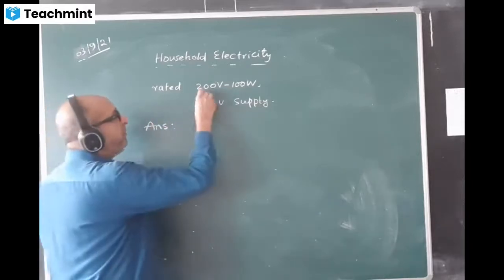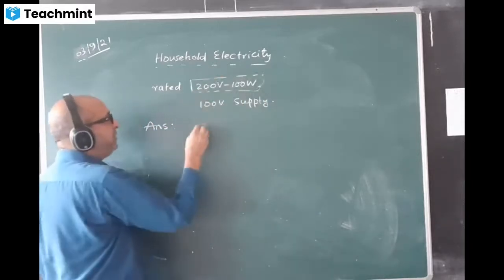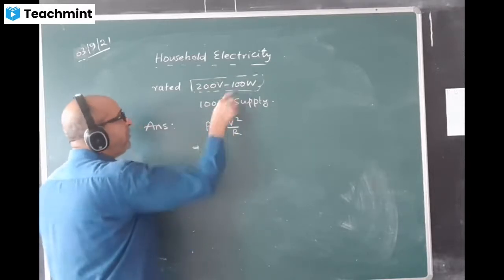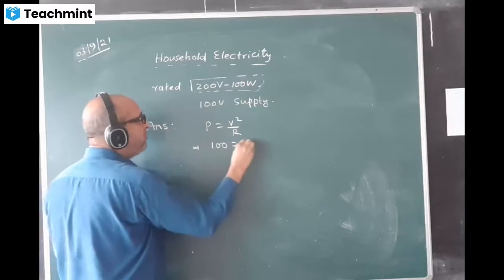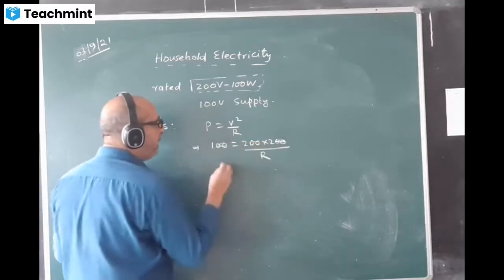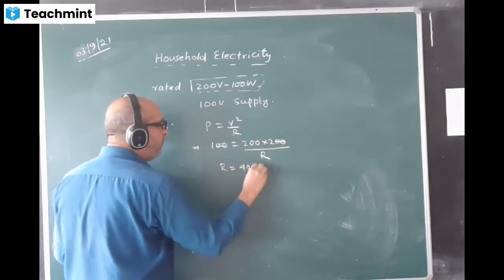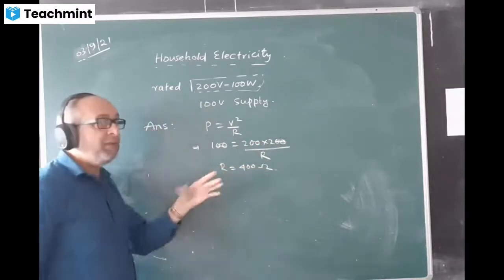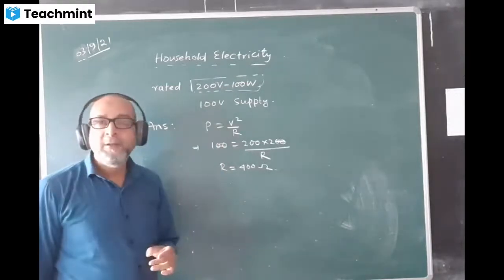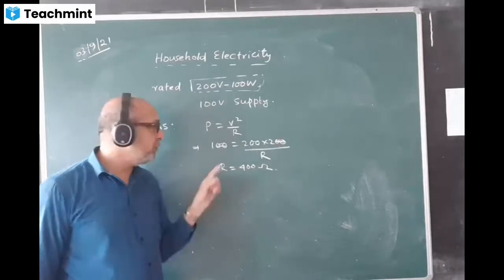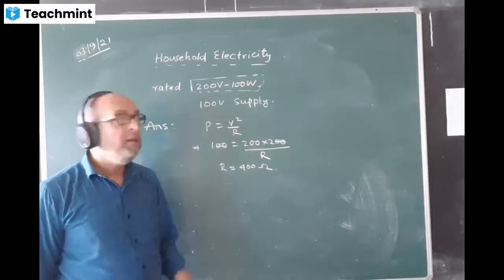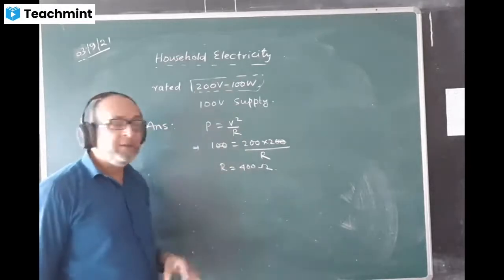First, using this information, I'll find resistance. Write the formula P equal to V squared by R. Power value is 100, voltage value is 200. 200 into 200 divided by R. Cancel it. R value is coming 400 ohm. This resistance will not change. We can change the current, we can change the voltage. This time we are changing the voltage, but resistance will not change. That is the whole idea. Resistance does not depend on voltage and current. That's why we must first find the resistance value, which is 400 ohm.